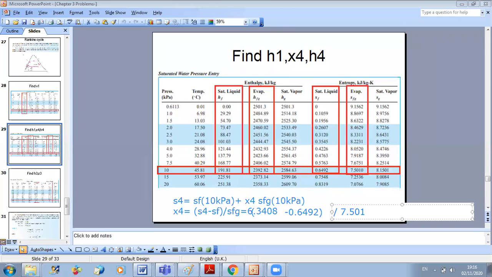And once I get the quality at point 4, I can calculate what now? I can calculate H4. So H4 is simply HF at 10 kilopascal plus X4 times HFG. Okay, and I can read the value of HF and HFG here. So I have HF is 191.81 and HFG is 2392.82.